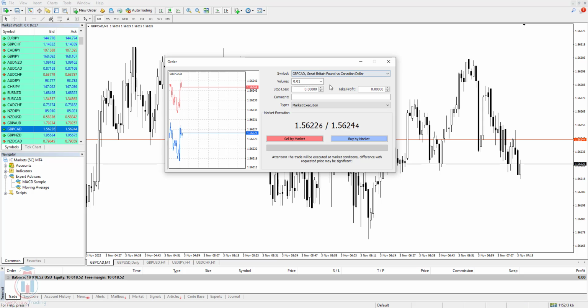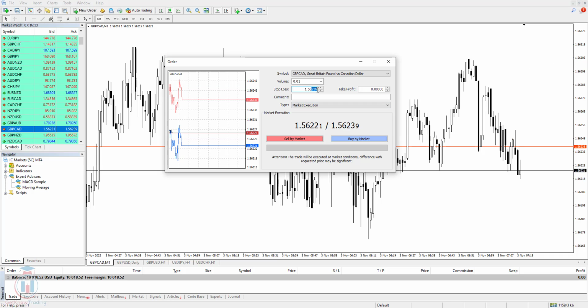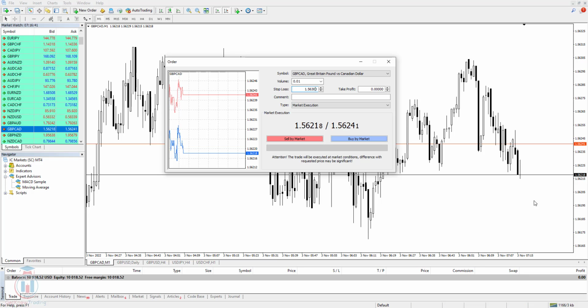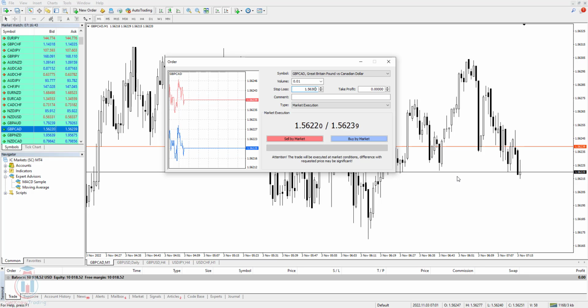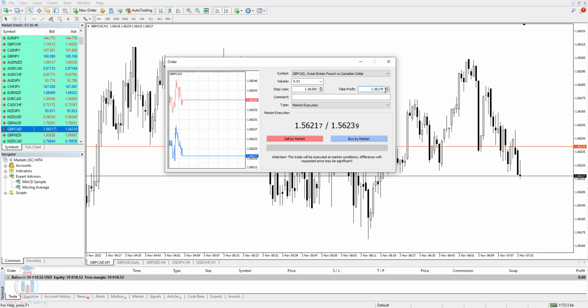This means that the stop loss should be placed above, which means I will put it at 1.5630, and the take profit should be below, because I am selling on the market, which means I'm expecting the price will reach below, and when it reaches this level, for example 5617, then the trade will close with a profit.